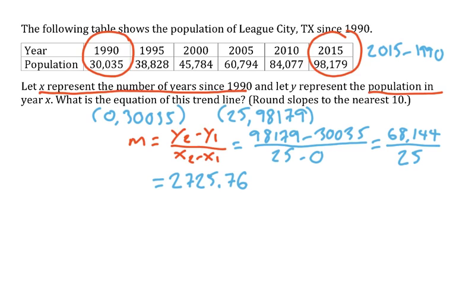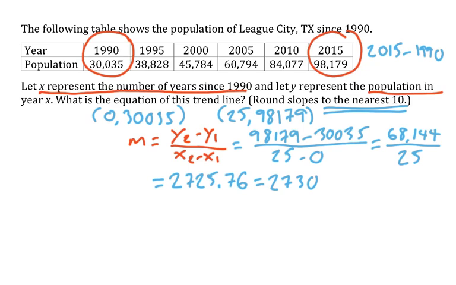Now, that number, we don't have 0.76 of a person, so as you see here in the instructions, we're going to round that to the nearest 10. That's frequently done. These models are only approximations, so they don't have to be perfect. I'm going to round that off to the nearest 10, and that would be 2,730. Now, that's the slope of that line.